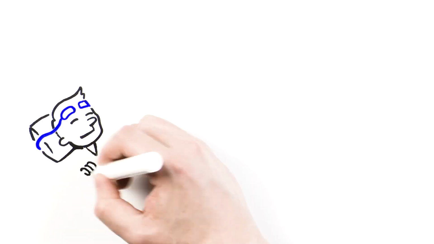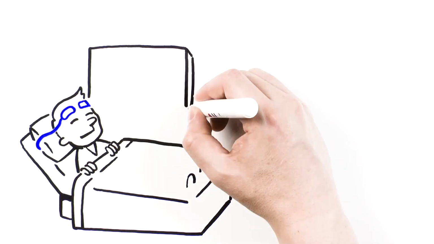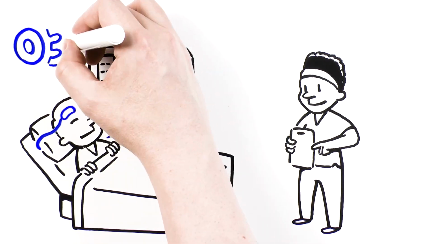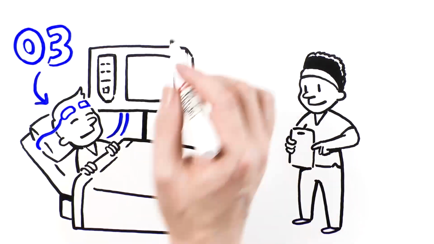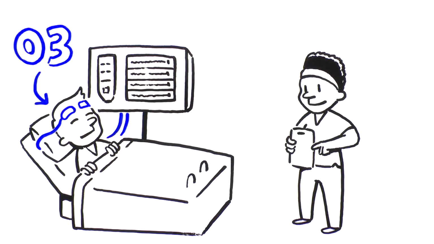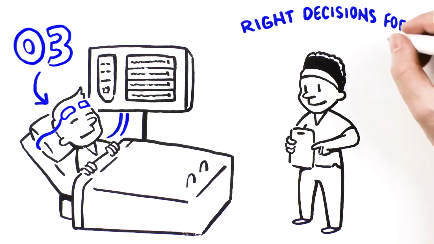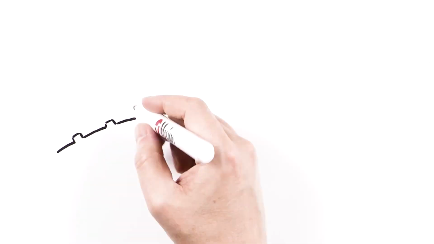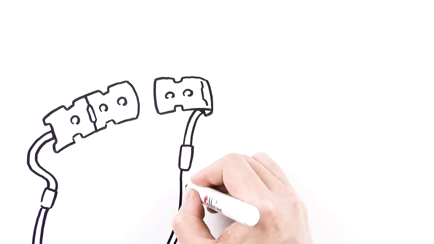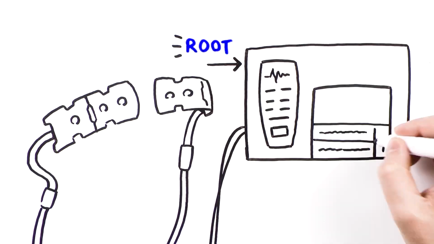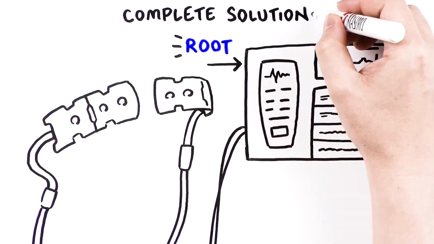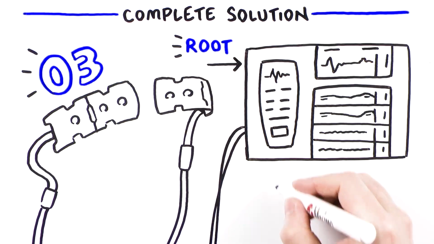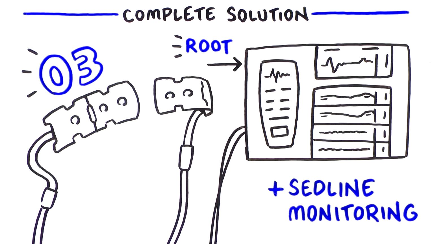The importance of safety of your patients is something that is critical to you and to us. This is why we designed the O3 to provide rich, comprehensive oxygenation data so that you can better understand and make the right decisions for your patients. We combined this best-in-class solution with the Masimo Root platform to provide a complete solution to monitor your patient's brain with O3 cerebral oximetry and SedLine brain function monitoring simultaneously.